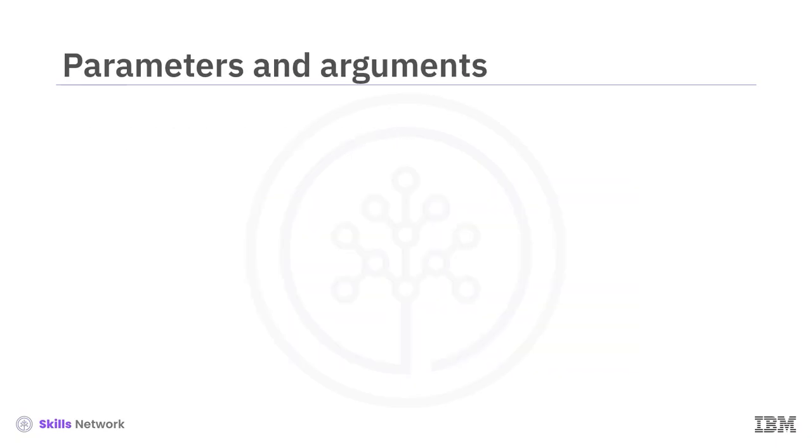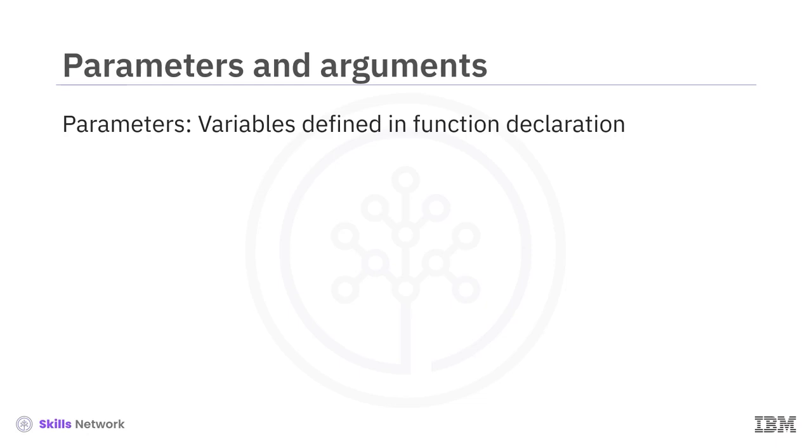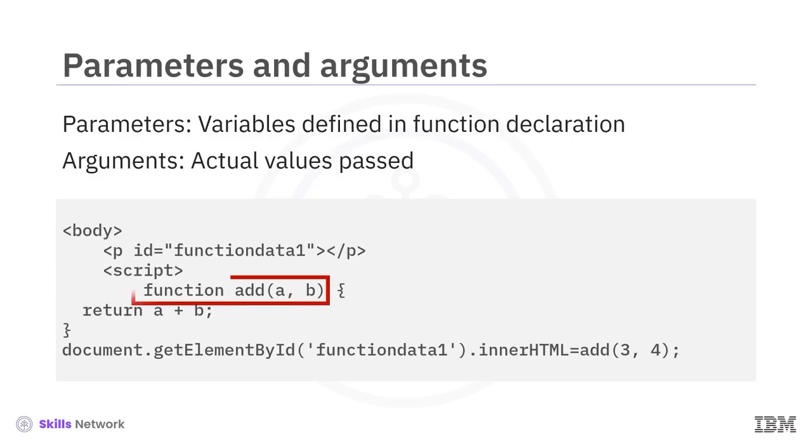Now, let's learn about parameters and arguments. Parameters are variables you define in the function declaration to accept input values. Arguments are the actual values you pass to a function when calling it. In the previous example, A and B are parameters, and when we call add 3, 4 by passing values, these values are the arguments that get passed to the function.